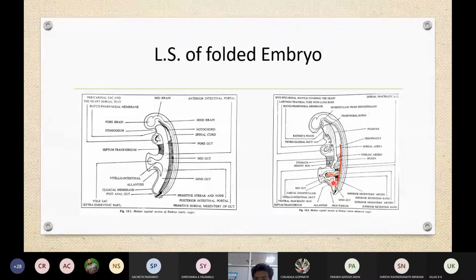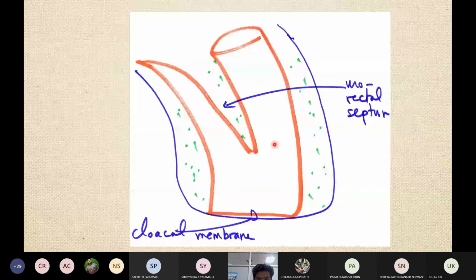And so now the pre-allantoic part and the post-allantoic part is visible here. Now the urorectal septum is developing over here. Now the hindgut in the lower part is covered by a membrane which is called the cloacal membrane. This cloacal membrane is actually a double layered structure. Layer 1 is blue in color, the layer 2 is red in color.